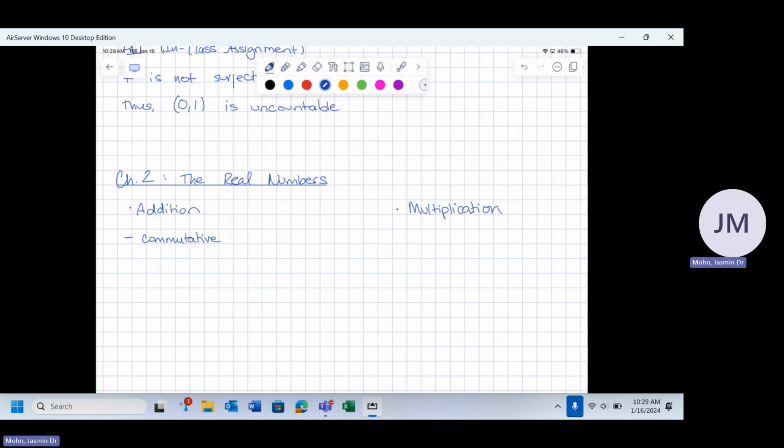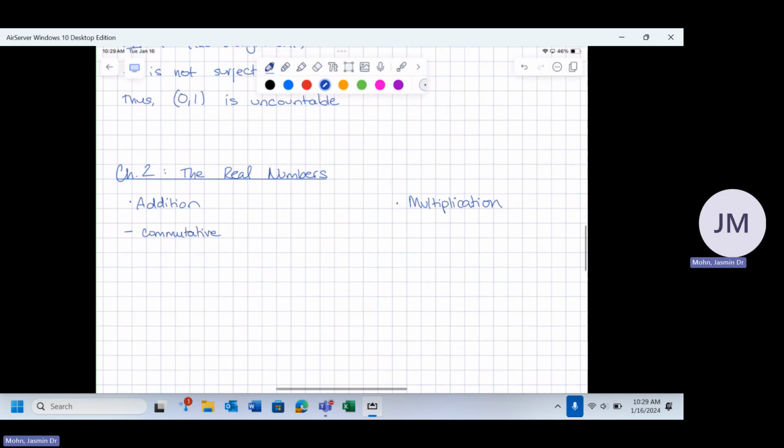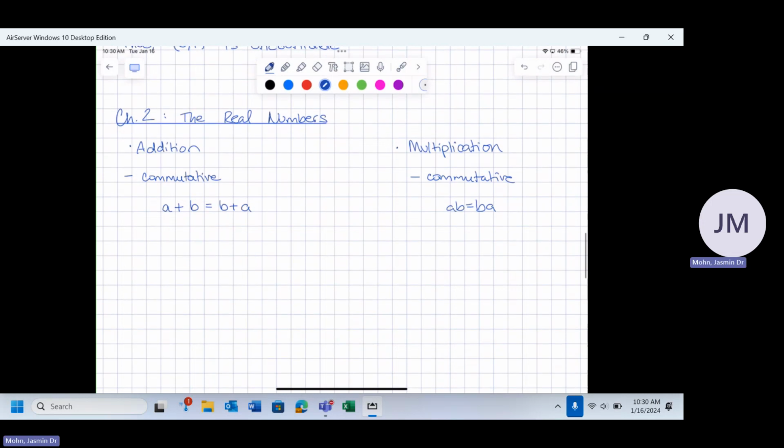The commutative property of addition means what? So A plus B equals B plus A. There's also the commutative property of multiplication. Order doesn't matter. Okay. What's another property? Distributive. We'll wait until later.